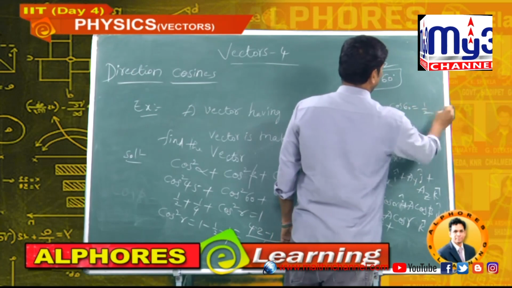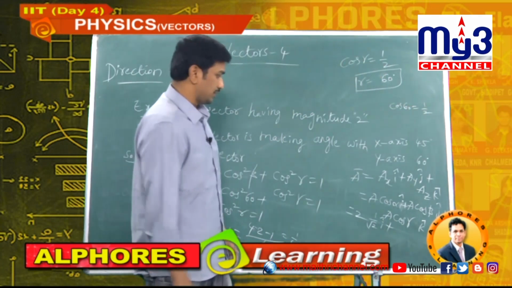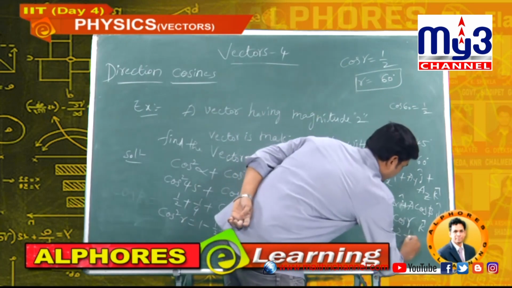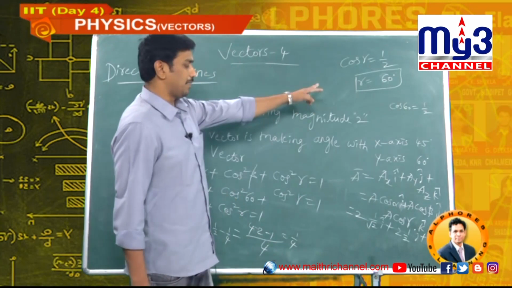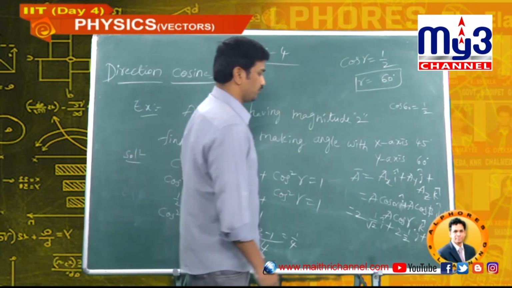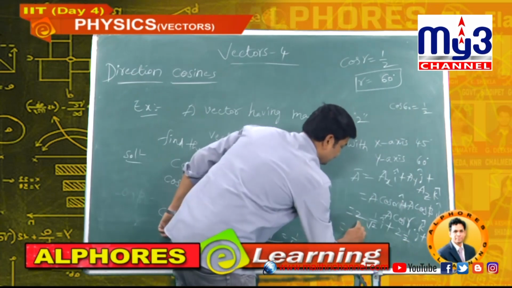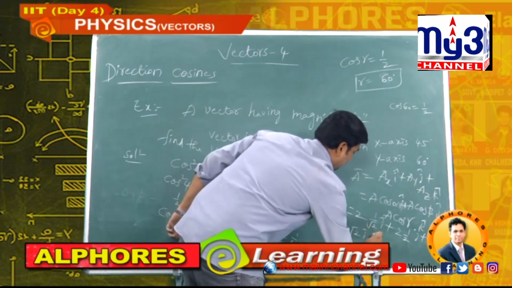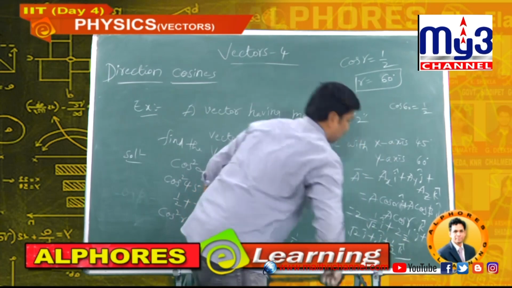Cos 60 is 1 by 2. What is the value of cos 60? Cos 60 is 1 by 2, so 2 into 1 by 2. Now J cap plus what is gamma? Cos gamma is 1 by 2 into K cap. Now finally, root 2 I cap plus J cap plus 1 by 2 K cap.